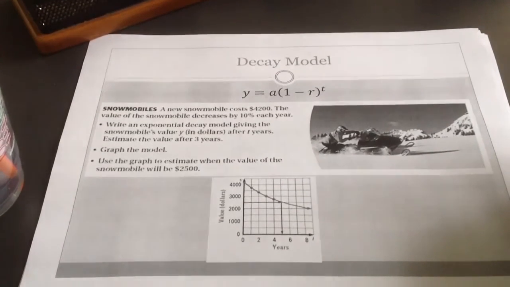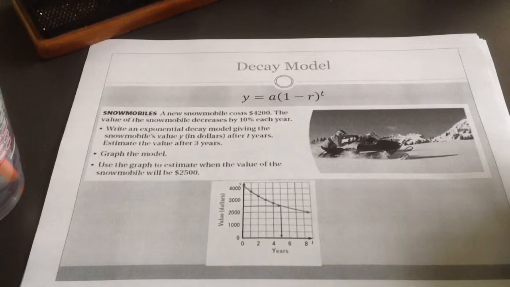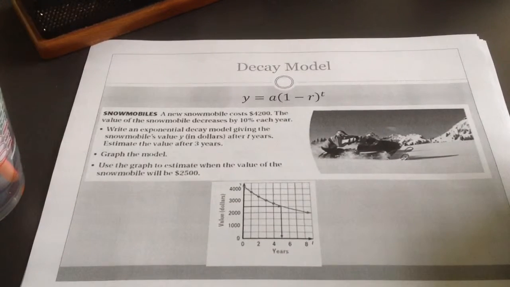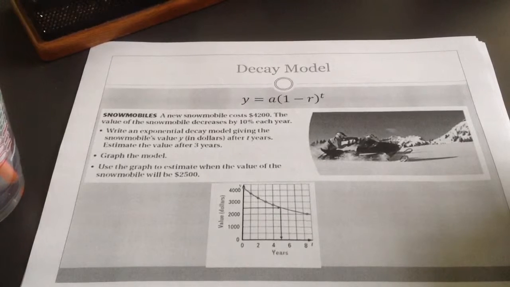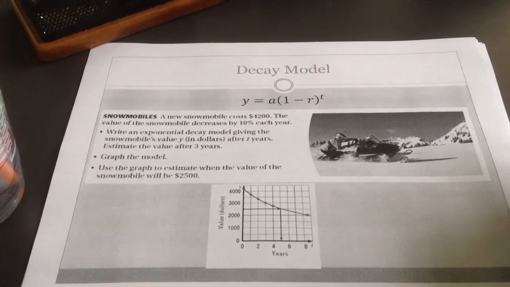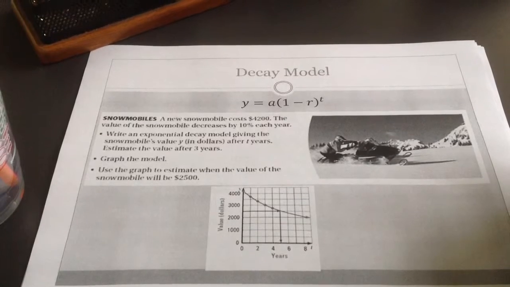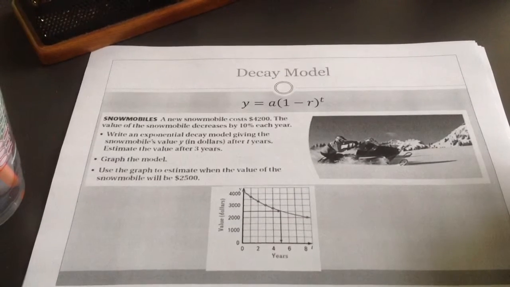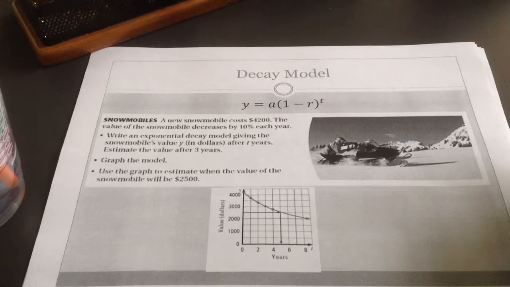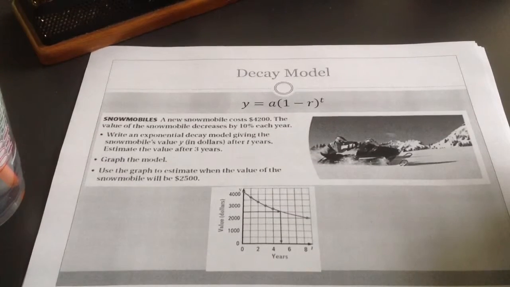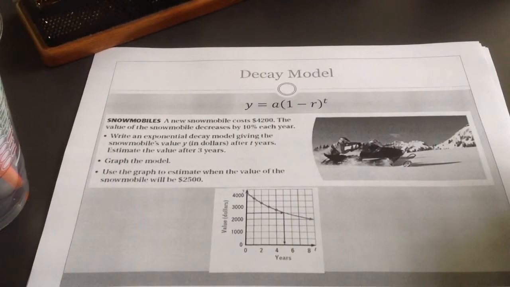Now anytime you buy something new, unfortunately the value decreases over time instead of the value going up. If you were to buy a new snowmobile that cost $4,200, and if anybody's really into this, they would know that this must have been years and years ago for a snowmobile to be brand new for only $4,200. But in this story it is. The value of the snowmobile decreases by 10% each year. We want to write the model for any number of years, then use it to estimate after 3 years.